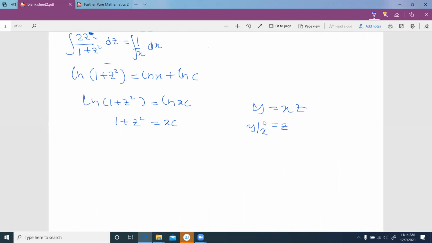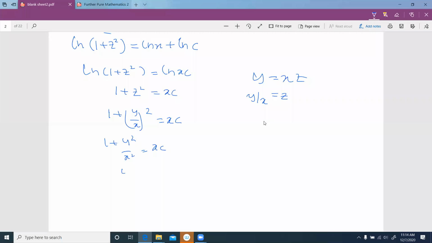Then replace: 1 plus y over x, all squared, is equal to xc. Then simplify: 1 plus y squared over x squared is equal to xc. Then you can say y squared over x squared is equal to xc minus 1. Therefore, y squared is equal to x squared times xc minus 1. This is the final answer for that. That's a way of getting this answer. Right. Okay. Is that clear? It's a little bit long and kind of confusing, but you have to practice this kind of situation.